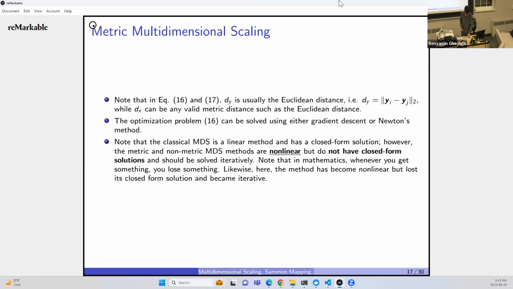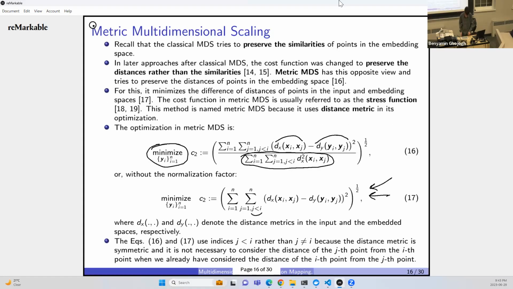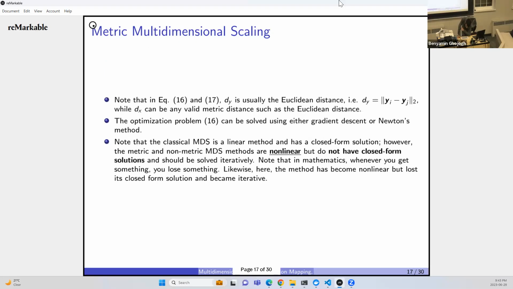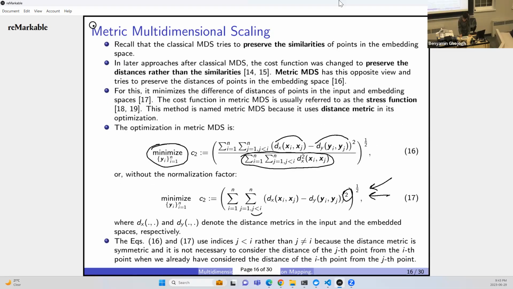Now we can optimize this. We can optimize this optimization variable using any iterative optimization algorithm, such as gradient descent or Newton's method, right? For more information on how to optimize this, you can see my tutorial paper. It is a non-linear method. Why, can you tell me? I think it's obvious. We have a square here, and this is a square root, and you can't write it in a linear format.